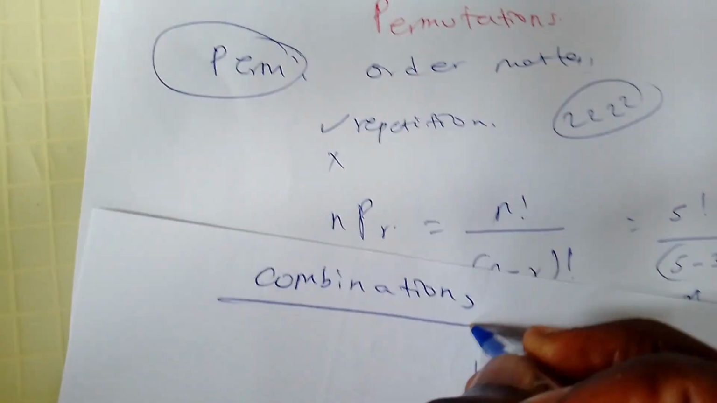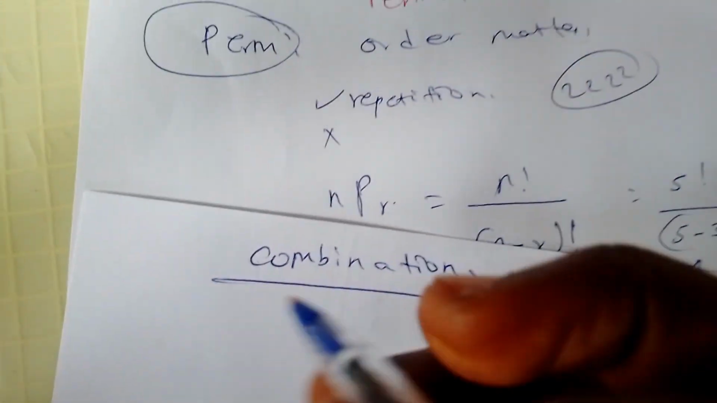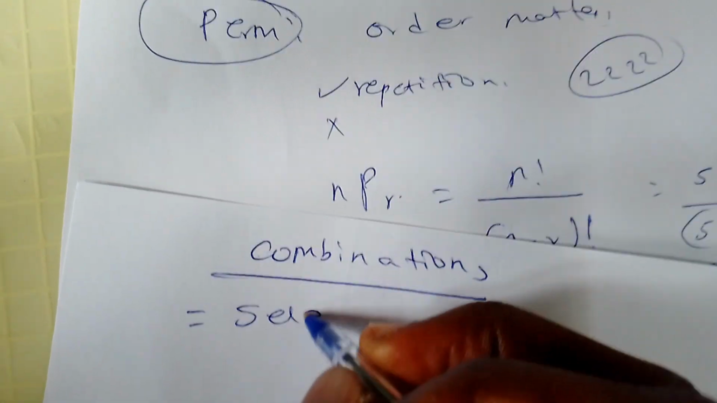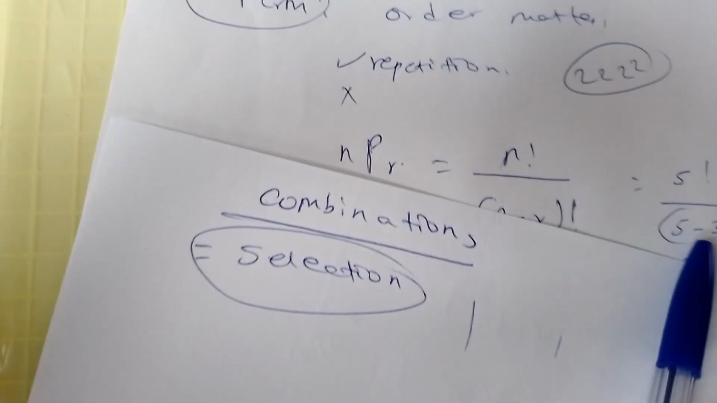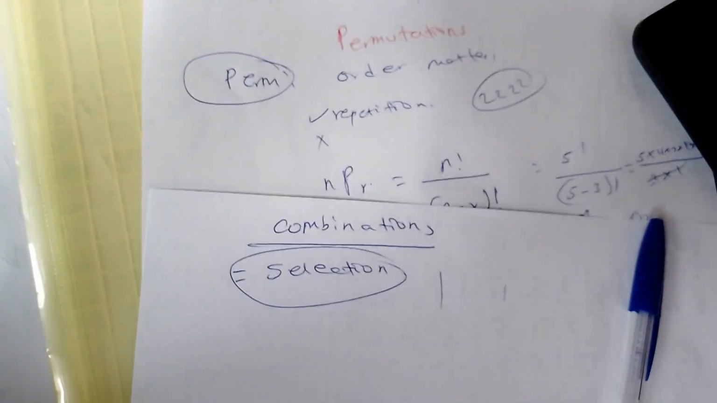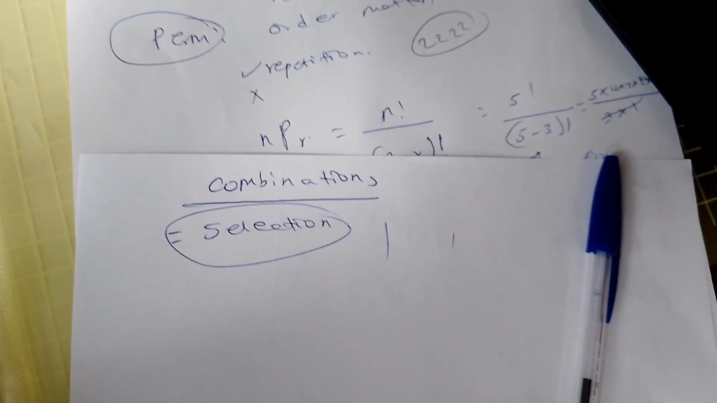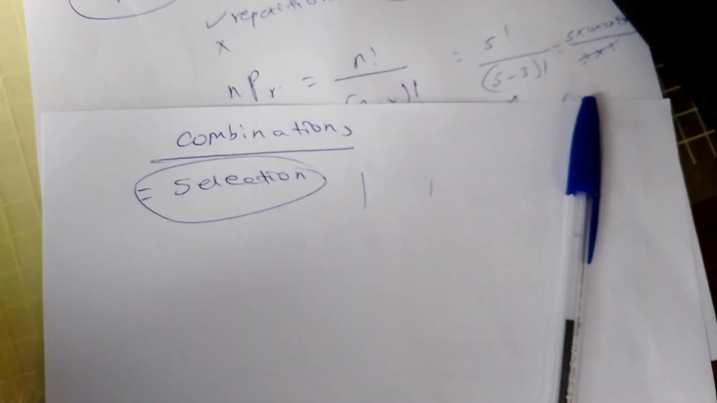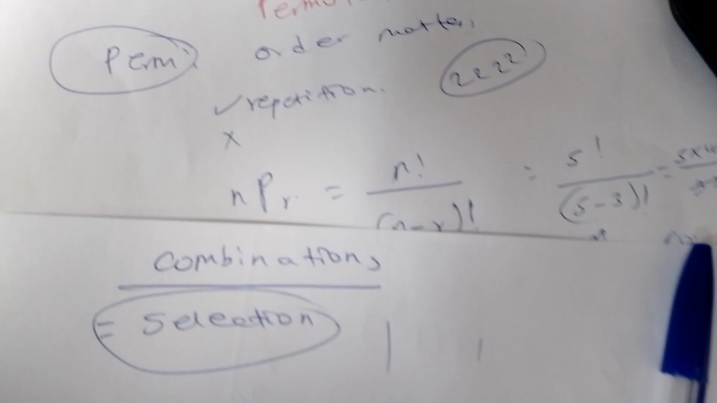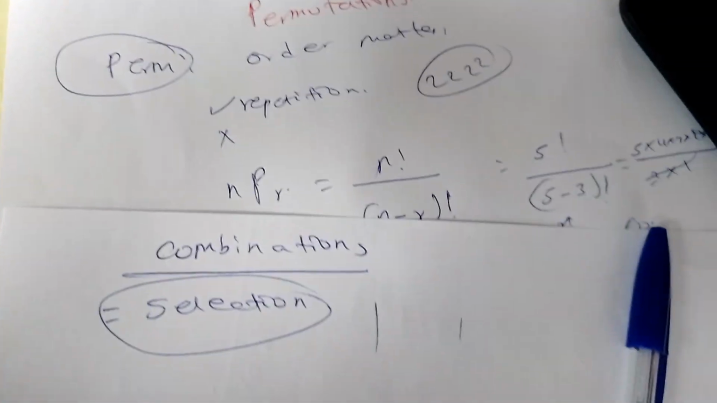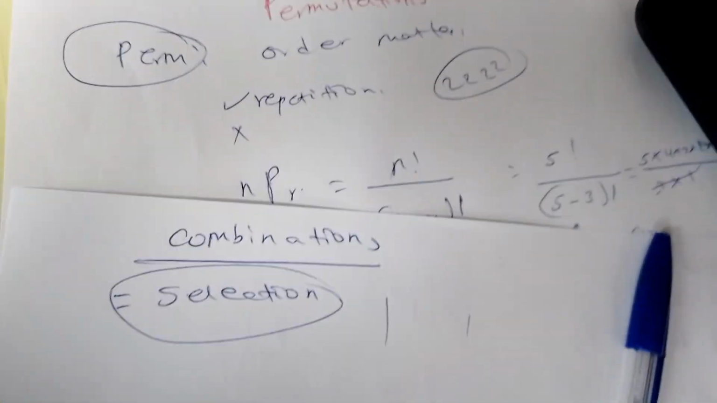In combinations, what are you trying to do? You are trying to do selection. In permutations, you are trying to arrange. But take note that sometimes the language changes. Maybe in a permutation question you find it says, in how many ways can you choose? But mostly it depends on how they say it.